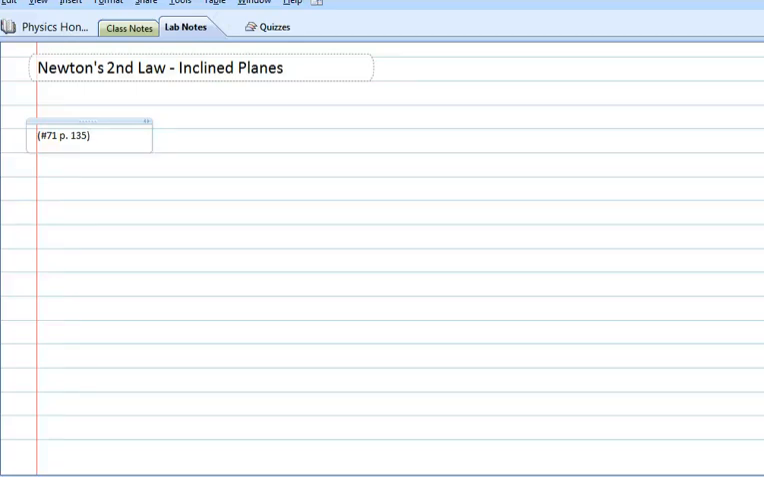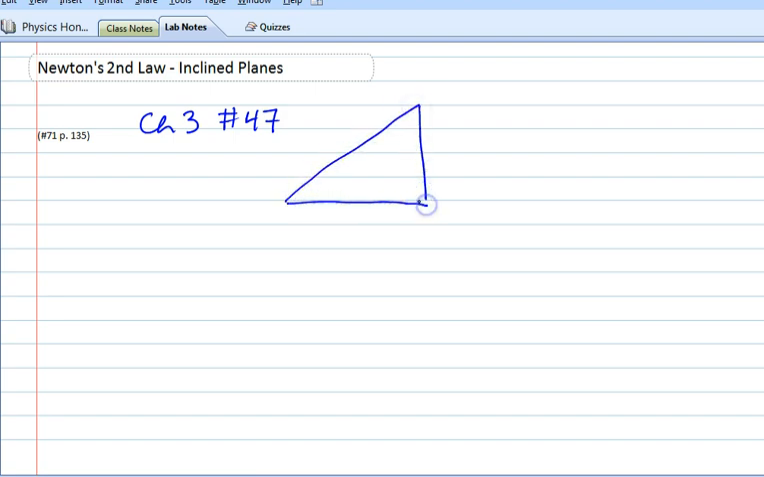Okay, welcome back everyone. In this video, we're going to go over an example of how to solve a Newton's second law problem with inclined planes. This goes back to way back in chapter 3, number 47, where we had a weight vector, which we had to divide up into components. You'll see what I mean in a moment.